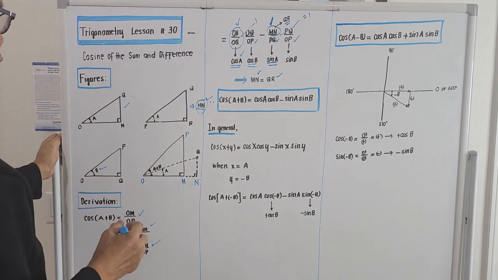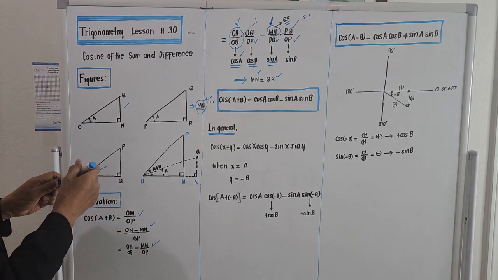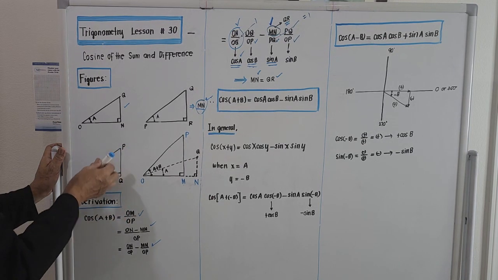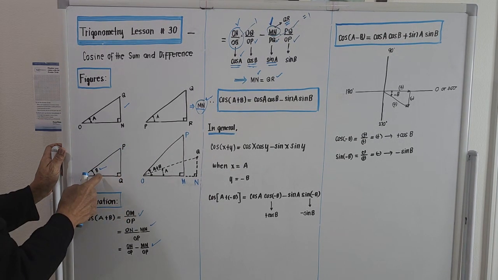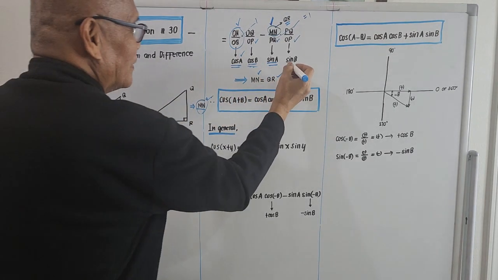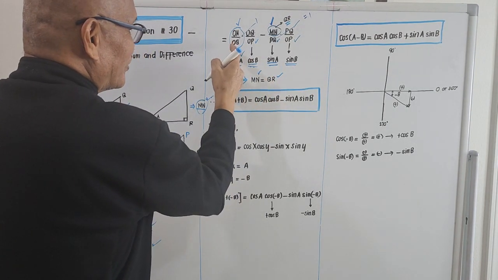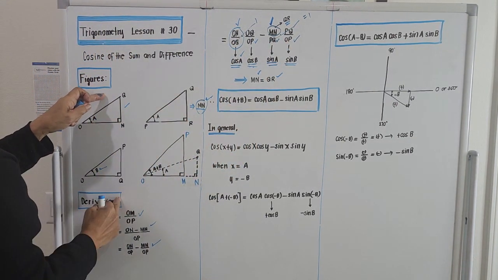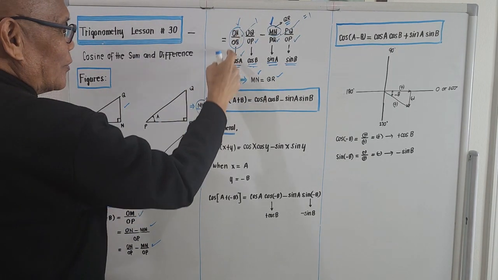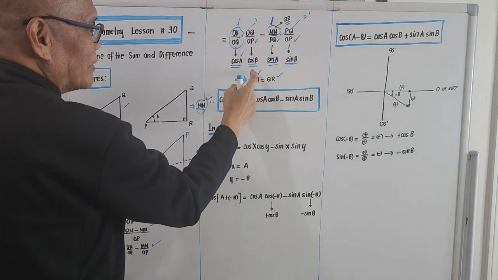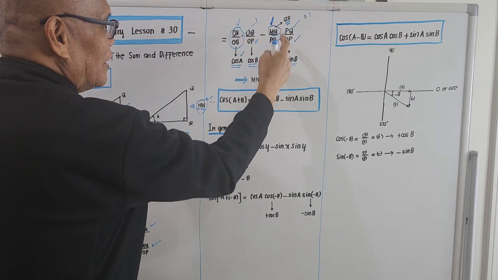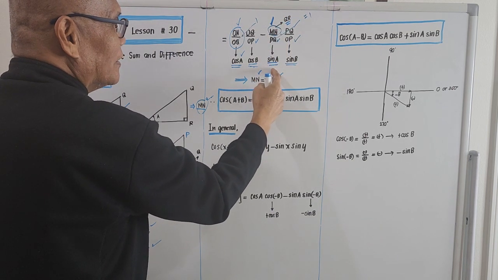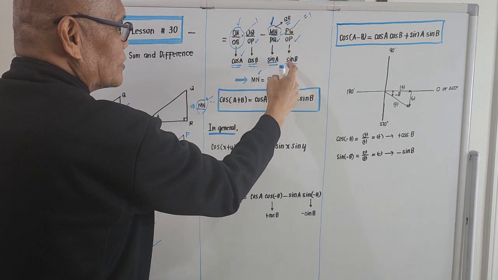And where is PQ? The ratio PQ over OP is the sine of angle B. So these ratios here, 4 ratios, actually emanate from the 3 right triangles. ON over OQ is cosine of A, OQ over OP is cosine of angle B, minus MN, which is equal to QR over PQ, is actually sine of angle A. And the ratio PQ over OP is actually the sine of angle B.